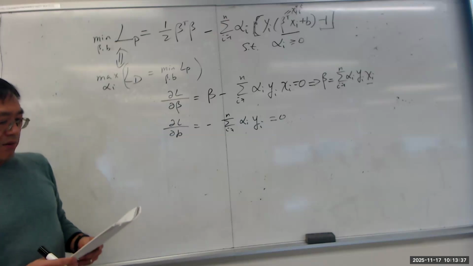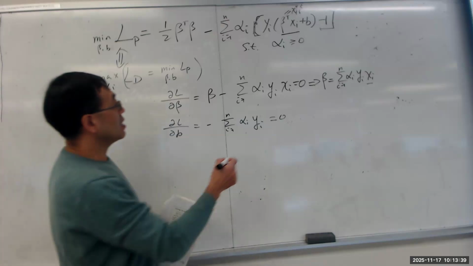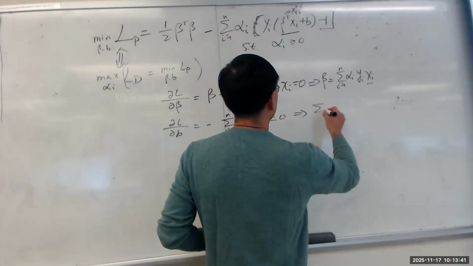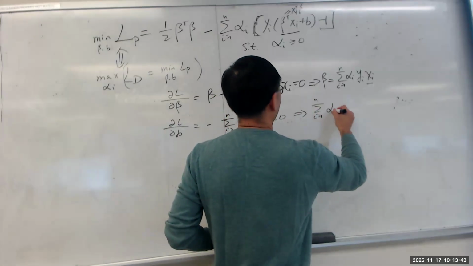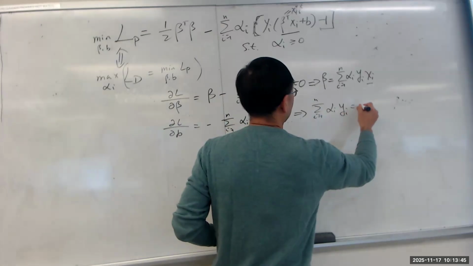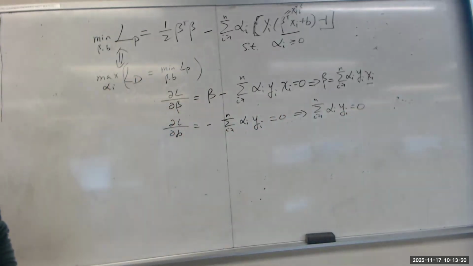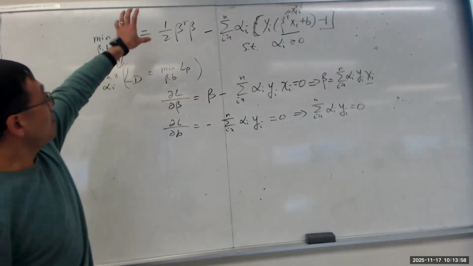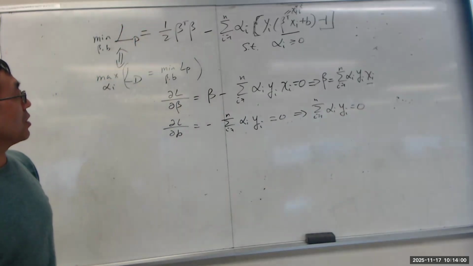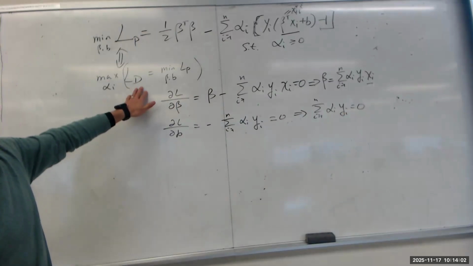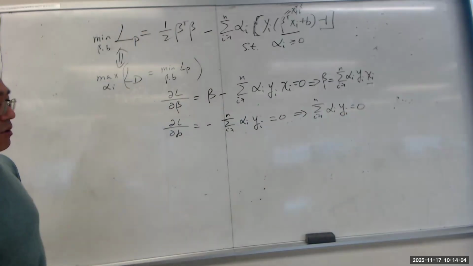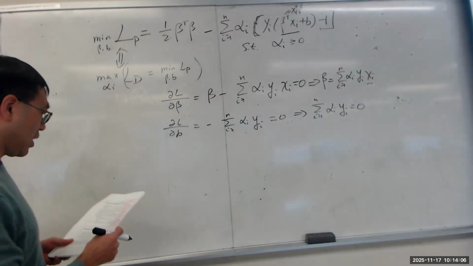So the second thing, this is basically saying the summation i from 1 to n of alpha_i y_i equals 0. Okay, you have these two equalities given. Now let's plug in this beta back into the Lagrangian. We want to get an L_D, right? We want to have an L_D. So what is L_D here?